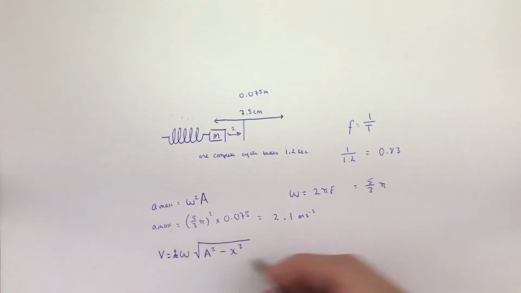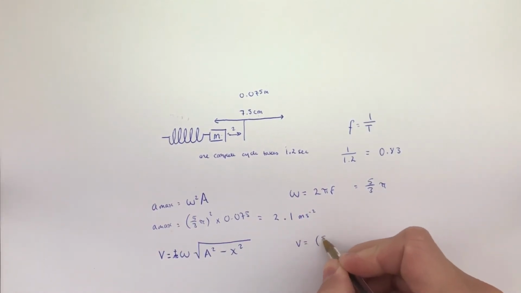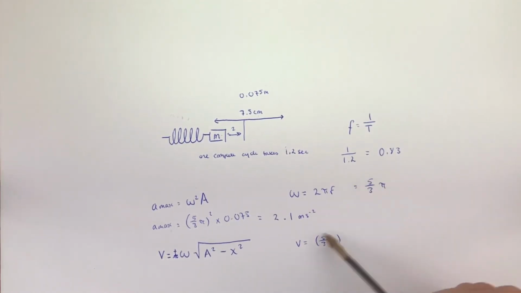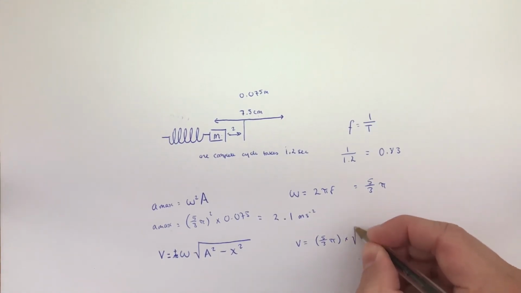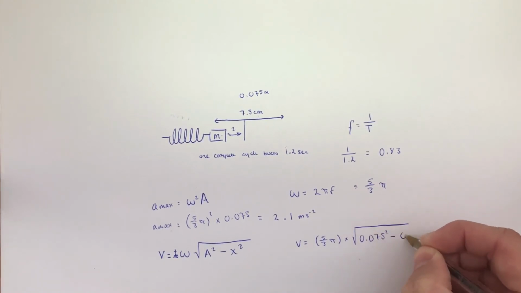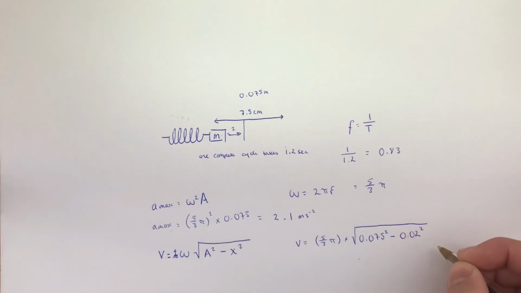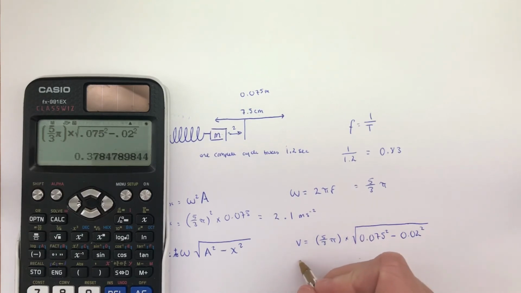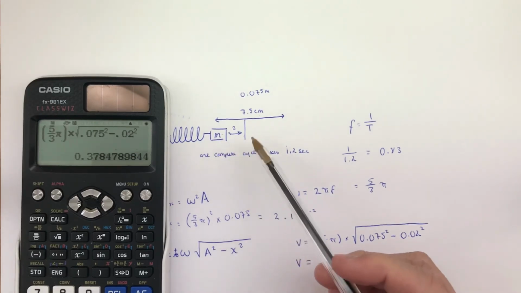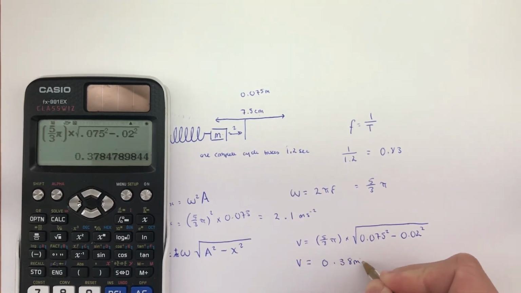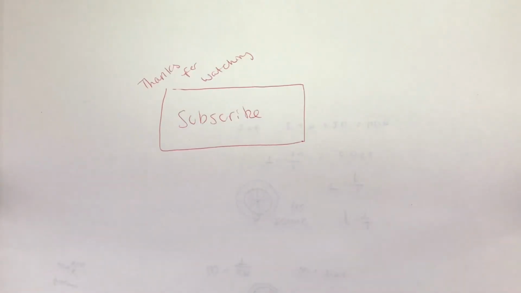So we end up with our velocity being equal to 5/3 pi. Again, you could use the number that came out on the calculator for this, however this is far more accurate. Times the square root of 0.075 squared minus 0.02 squared. And this gives us this lovely number, which we will give to 2 significant figures, as that is the highest amount of significant figures we have been given. So the velocity at 2 centimeters from the equilibrium position is equal to 0.38 meters per second.